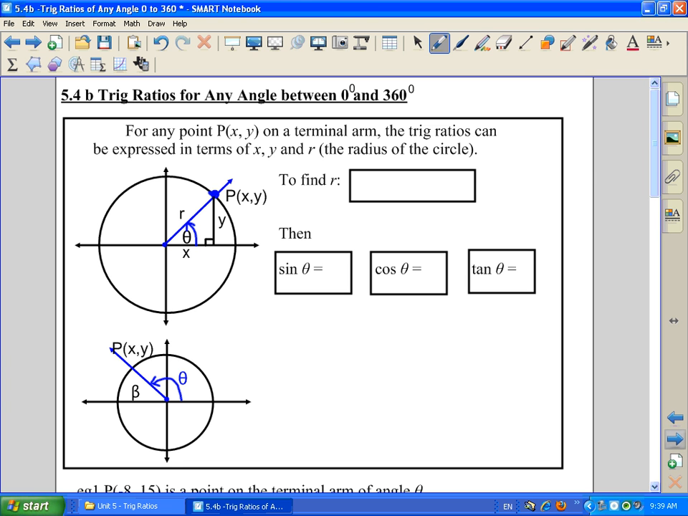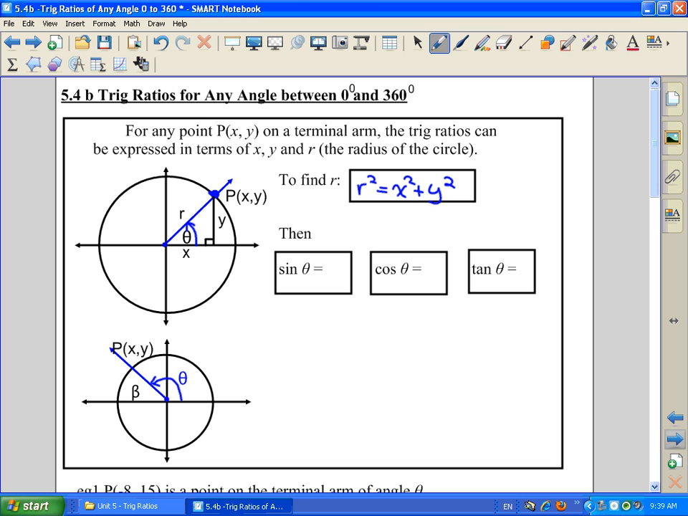So if I was trying to find the side length of this r here, folks, you would write down r squared equals x squared plus y squared. Hopefully you recognize, hey, I've seen that from grade 10, and that is the equation of a circle. Okay, so that's what we're going to take a look at today.